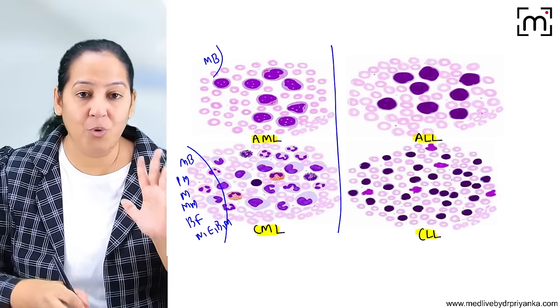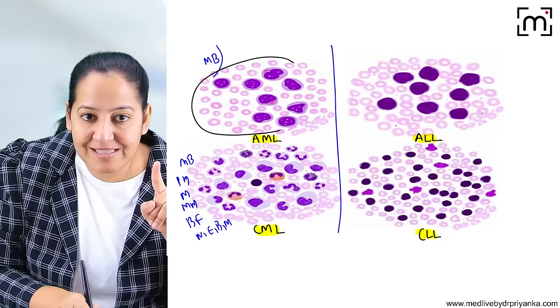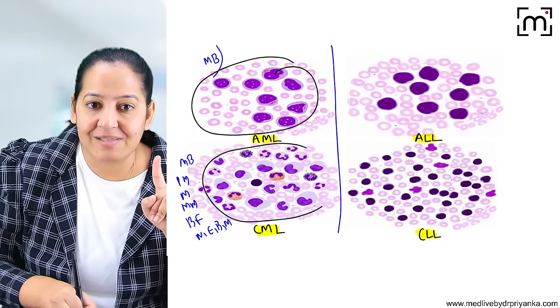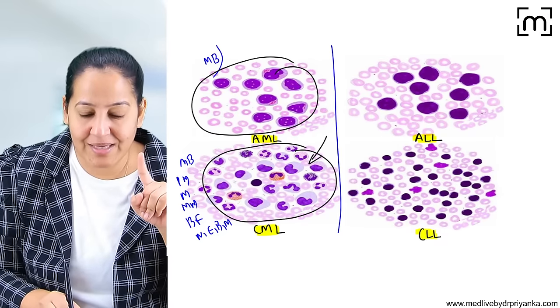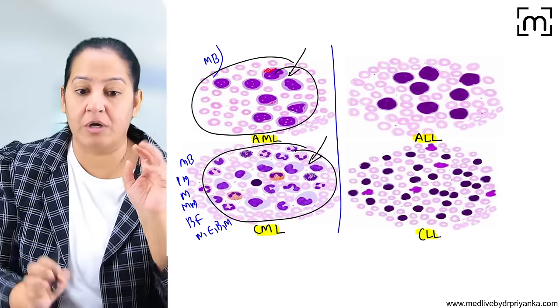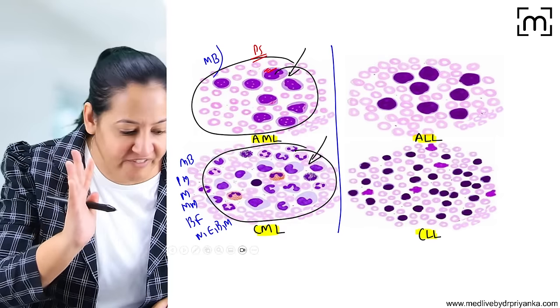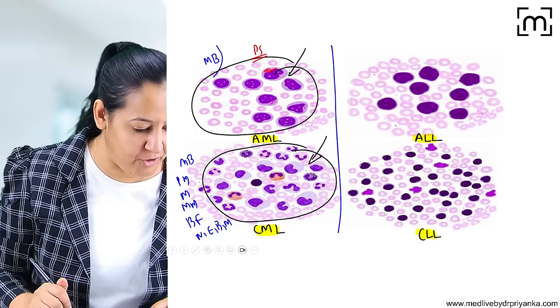You can compare. Don't mug up. I want you to have a look at this peripheral smear and at this peripheral smear. See how many types of cells you can see here, and see only one type of cell here, that too with the iron rod. So if the peripheral smear is provided to you in your exam, can you identify which type of leukemia it is? Say yes if you got it.